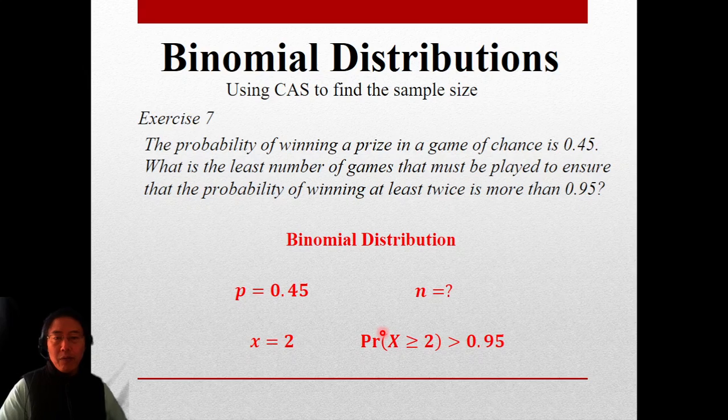number of winning a prize. Okay, in this situation, it needs to be at least twice, so x has to be greater or equal to 2, and that probability needs to be 0.95. Here we have the probability of success, and n will be your number of trials. Now, as x has to be greater or equal to 2, it implies that the number of trials has to be 2 as a minimum.